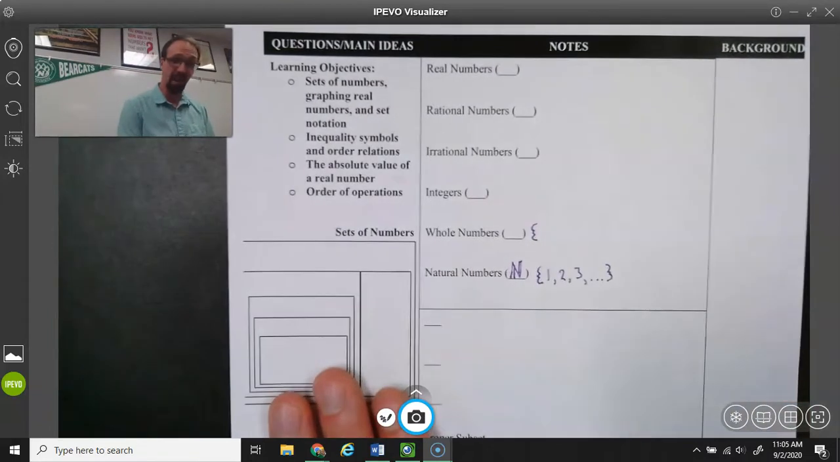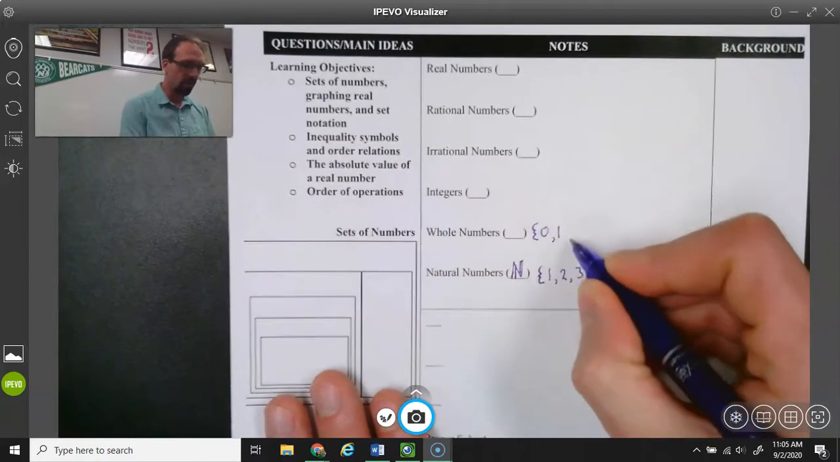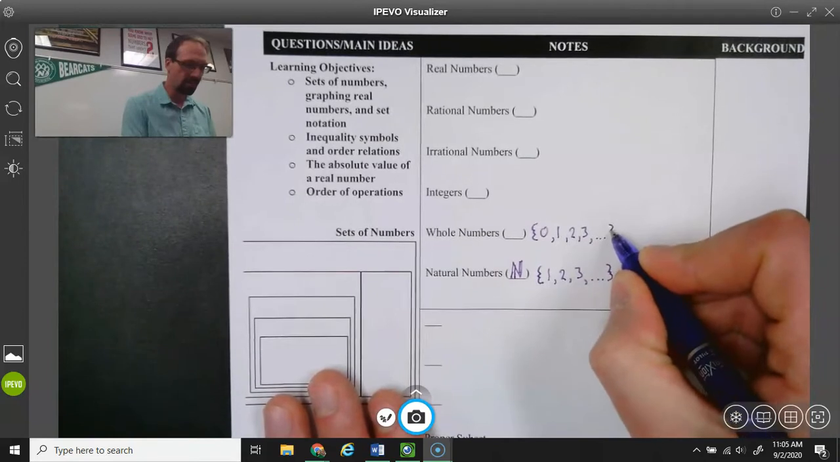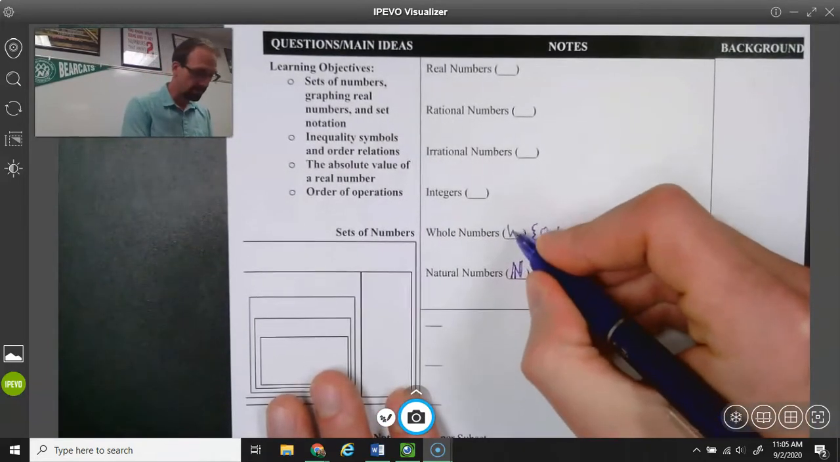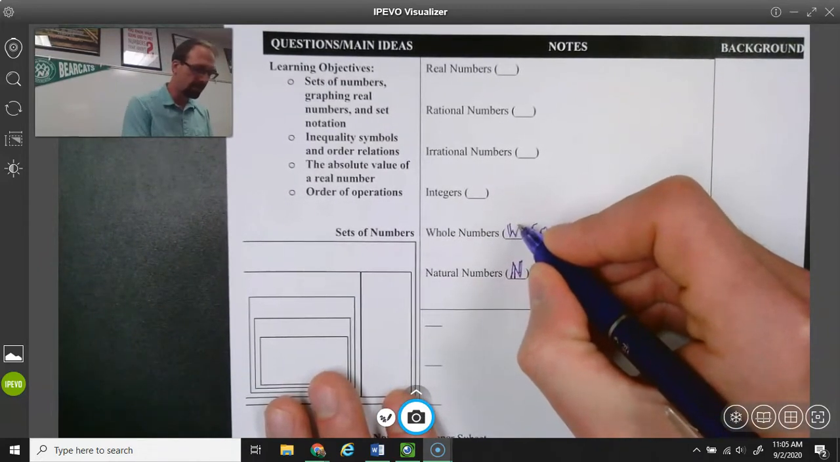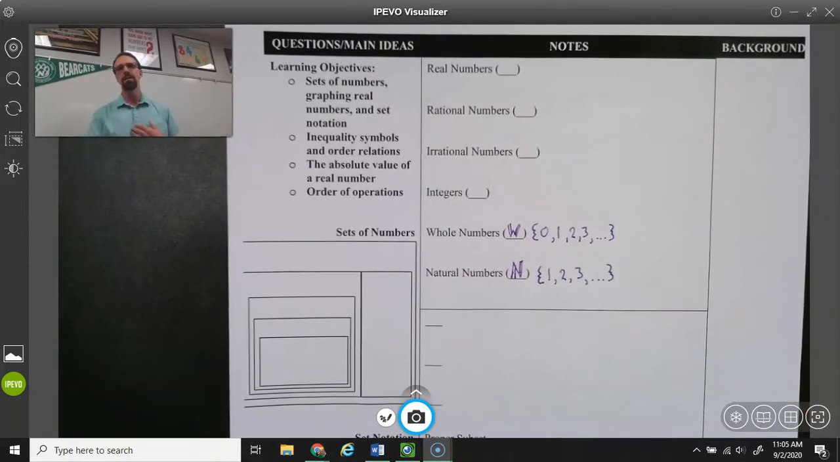So I'm going to use set notation. Set is this curly brace: 0, 1, 2, 3, and so on. Whole numbers are represented with a W. Same idea, where it uses the brace and the script notation for this. The W comes from whole. Natural numbers is the letter N. It gets a little bit different from here.